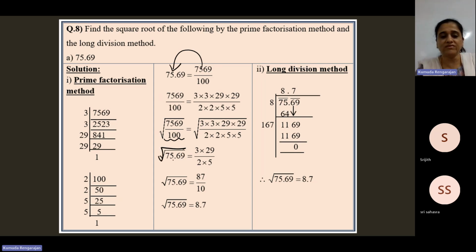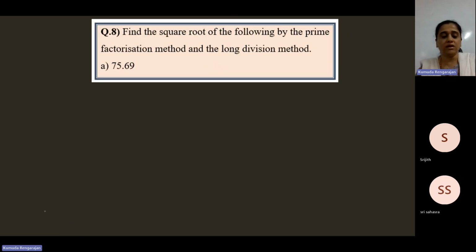So square root of 75.69 is equal to, from 2 3s, 1 3 out, 2 29s, 1 29 out, 1 2 out, 1 5 out. The product here is 87. The product here is 10. 87 by 10 is 8.7. Now we'll see how to find the square root using the long division method.